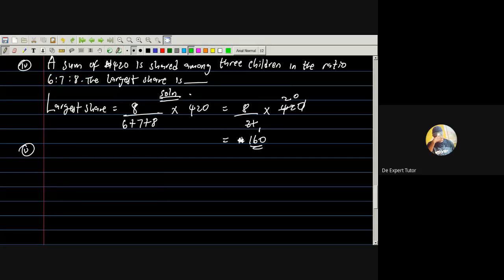We are just interested in knowing the amount that 8 will collect. So you say 8 divided by the total ratio, which is everything added together, then times the total sum of money that you want to share, and that's all. Then you just solve your calculation. Assuming they have to find the amount of money each of them will get, to know the amount that 6 will get, you say 6 divided by the total ratio, then times 420, and that's it.